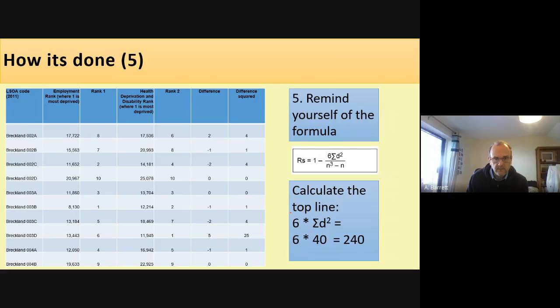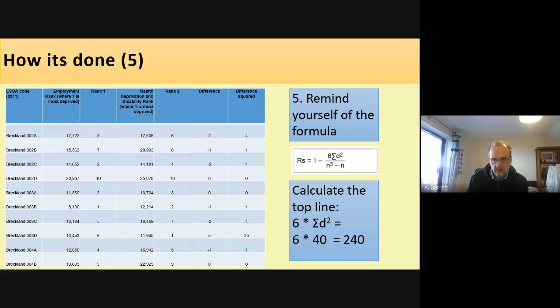Next stage. If you haven't done already, this is where you need to get the formula out. Okay, this is the formula I want to use. So Spearman's rank is 1 minus 6 sigma d squared all over n cubed minus n. Okay, the d is the differences, the n is the number of pairs. In this case, there are 10 pairs.